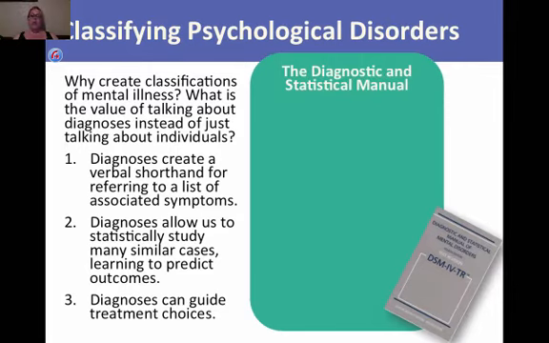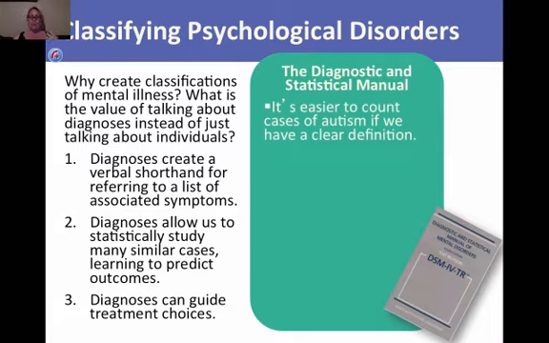So what is it that we use? Well, we have something called the DSM, the Diagnostic and Statistical Manual. Make sure you remember this abbreviation, the DSM. For instance, it's easier to count cases of autism if we have a clear definition.